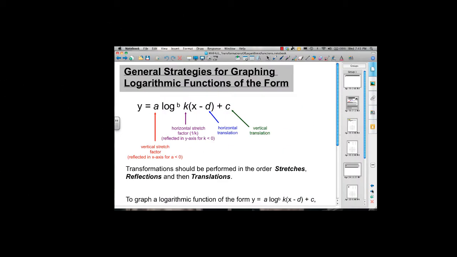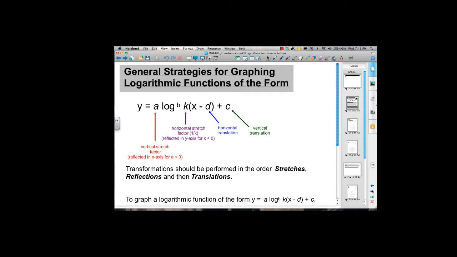Now, as far as general strategies for graphing a transformation of a logarithmic function, we're going to be considering log-based functions of the form a times log base b of k times (x minus d), plus c. The coefficients present in this basic formula are familiar to us from basic transformations of any type of function, as we've seen in the past. The value of a will act as the vertical stretch factor. Keep in mind, if a is negative, there is reflection across the x-axis.